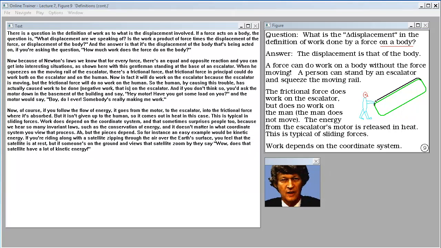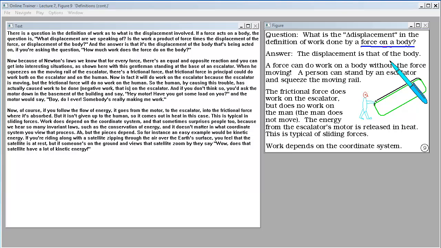There is a question in the definition of work as to what is the displacement involved. If a force acts on a body, the question is, what displacement are we speaking of? Is the work a product of force times the displacement of the force, or displacement of the body? And the answer is that it's the displacement of the body that's being acted on. If you're asking the question, how much work does the force do on the body? Now, because of Newton's laws, we know that for every force there's an equal and opposite reaction.